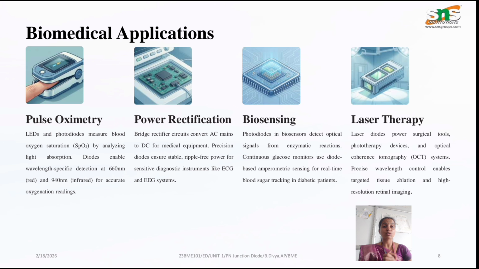Biomedical applications. What are the applications of the PN junction diode specifically? Pulse oximeters, which are used to analyze heart rate and oxygen level. Power rectification, that is bridge rectifier circuits; rectifiers are used for analyzing ECG and EEG signals. Next is biosensing, where photodiodes act as biosensors. And the fourth one is laser therapy, where laser therapy treatments are carried out.